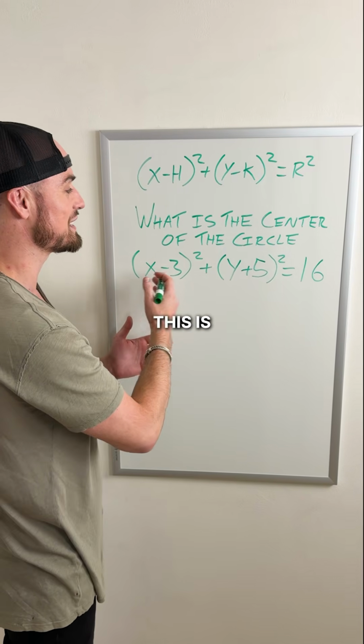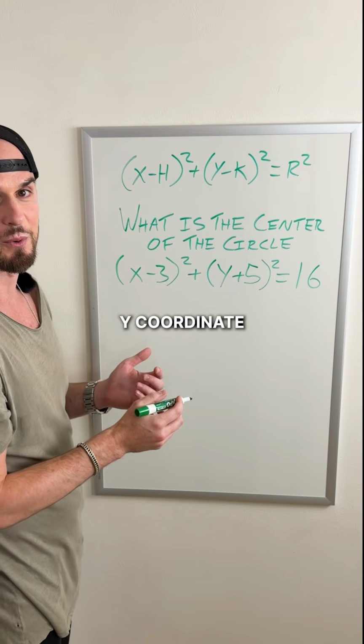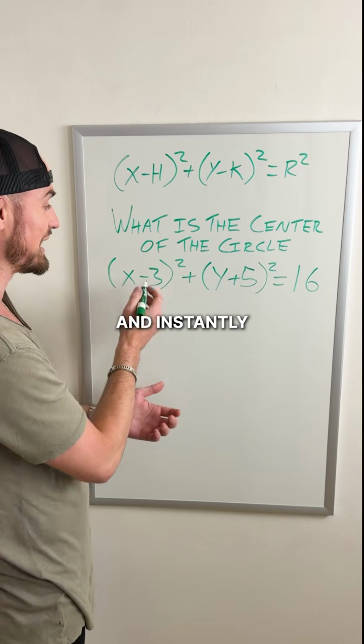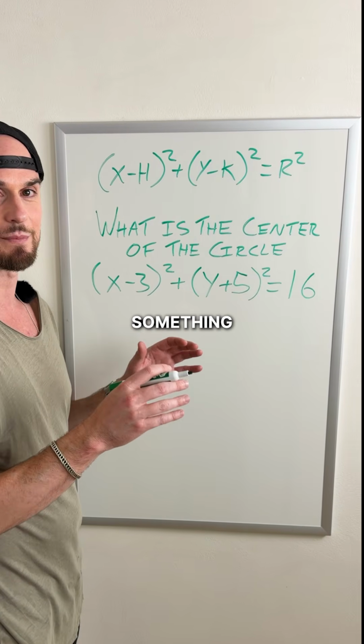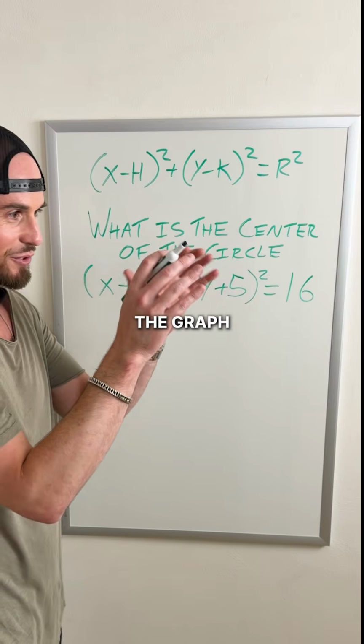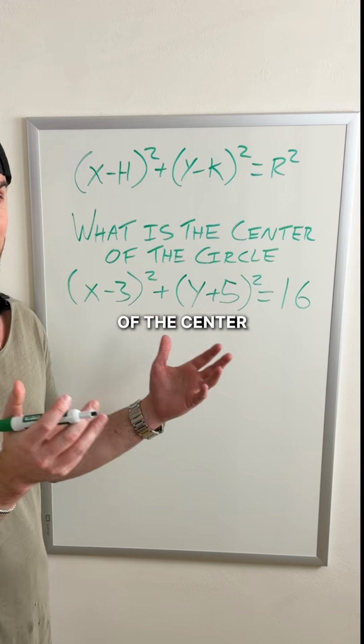So if you remember this equation, you can look at this right here and you're like, oh my gosh, this is the standard form of a circle equation. I know that this is my x coordinate and my y coordinate. Right here, you can just look at this and instantly have it without having to do anything with Desmos. No risk of typing something wrong into Desmos, no having to look at the graph and find the circle.